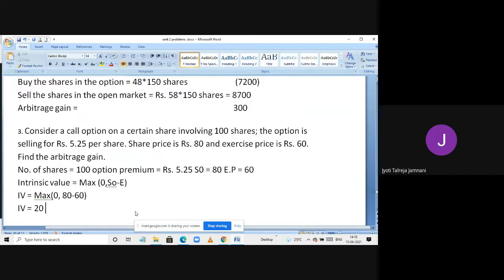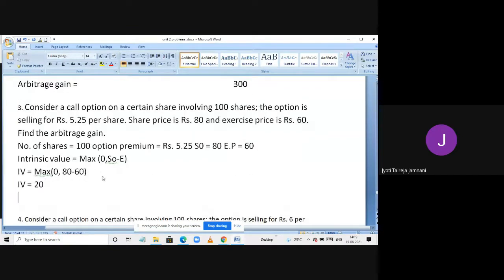And the premium that you're paying is... 80 and 60, no? Just one. Okay, so let's just solve. $20 is the intrinsic value.